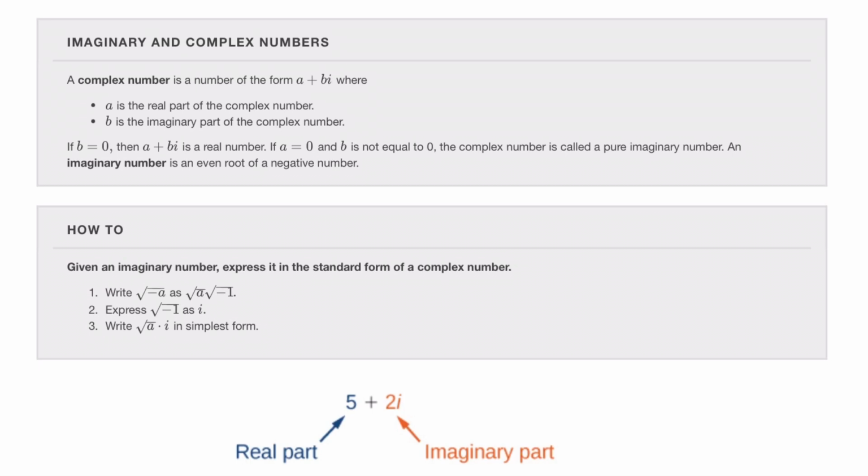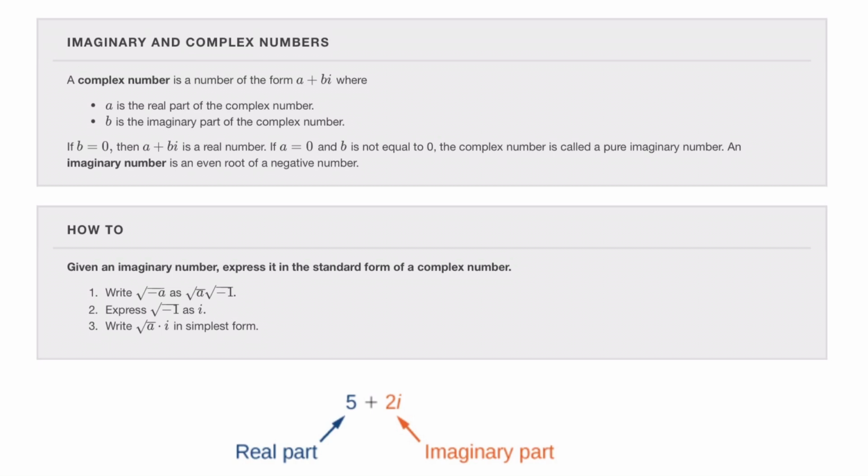And so that's what this section is about. Imaginary and complex numbers. A complex number is a number written in the form a plus bi, where a is the real part of the complex number and b is the imaginary part of the complex number. If b equals 0, then a plus bi is a real number. If a equals 0 and b is not equal to 0, the complex number is called a pure imaginary number. An imaginary number is an even root of a negative number.